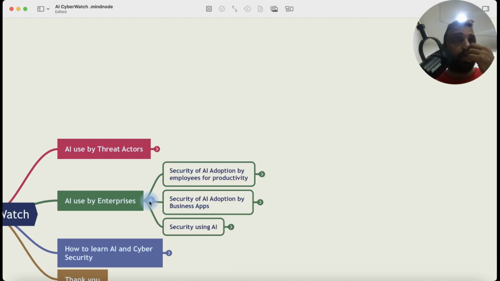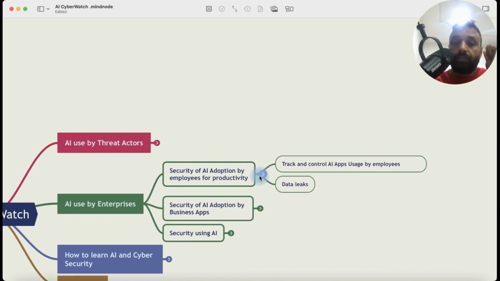Okay, and this could include individual employees who are using AI for day-to-day productivity. For example, marketing could be using AI to generate images, videos, and write content. Securing that AI adoption essentially revolves around tracking and controlling AI apps used by employees, and this is typically done at the network or web proxy layer, where you can track what applications are getting used, and what kind of data is getting used. So a mix of CASB and network security products will help us track that use case.